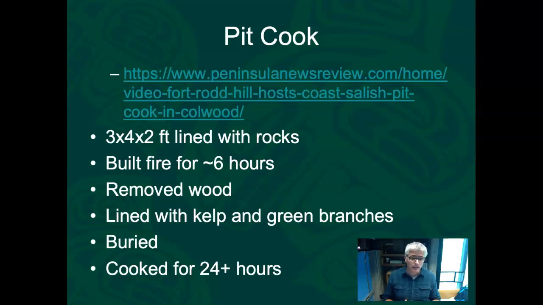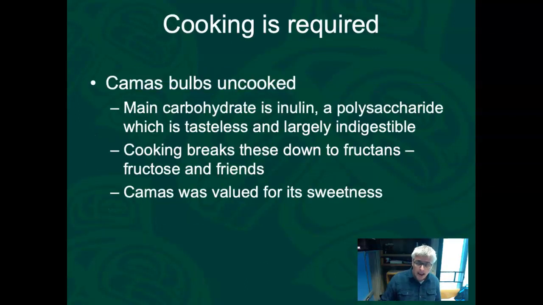That takes a long time to really break down the camas into an edible form, because when it's fresh out of the ground, it's not that edible. And that's because the main carbohydrate is inulin, and it's a really complex carbohydrate. And so we need to break that down to fructans, which are fructose and its friends. And that takes it from a carbohydrate that's largely indigestible to one that's easily digestible, and it's also quite sweet.